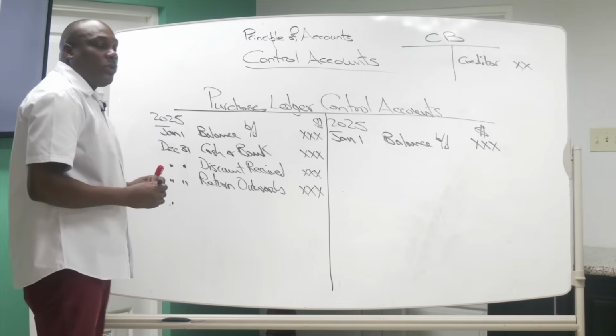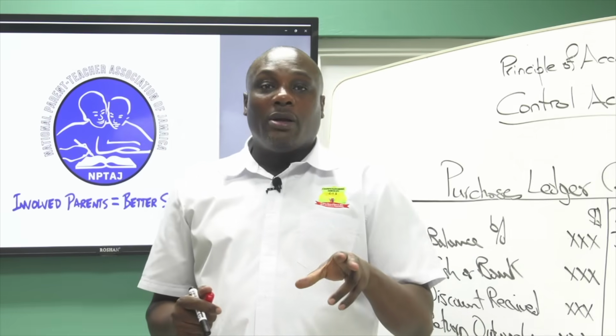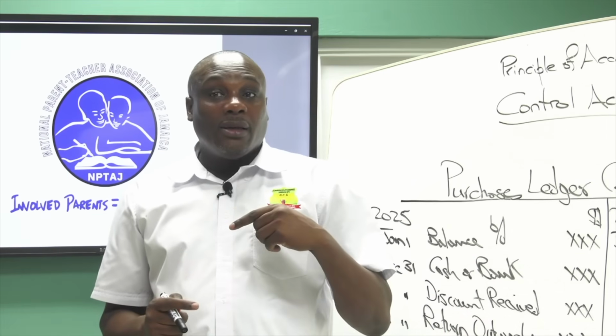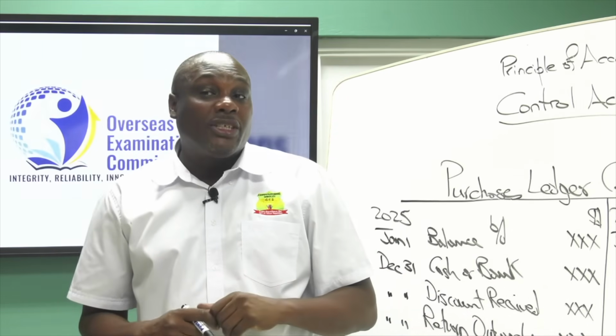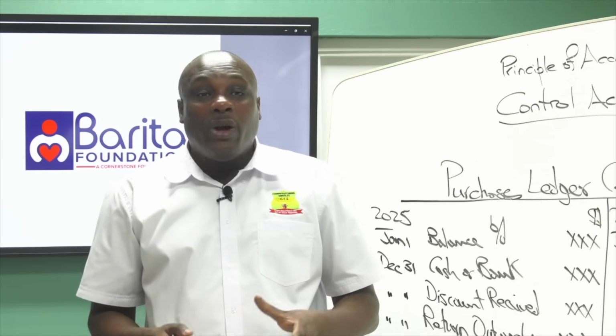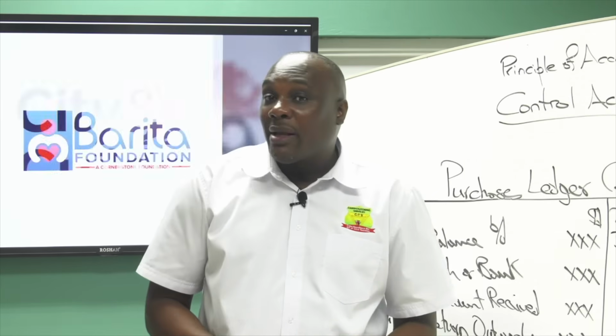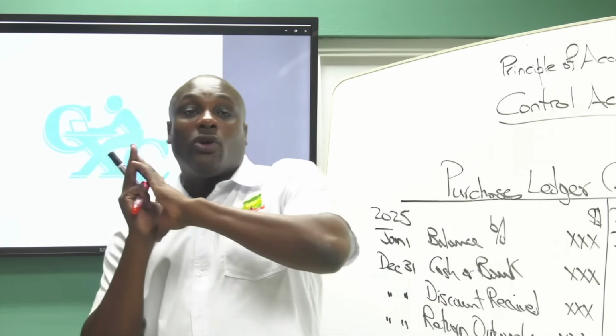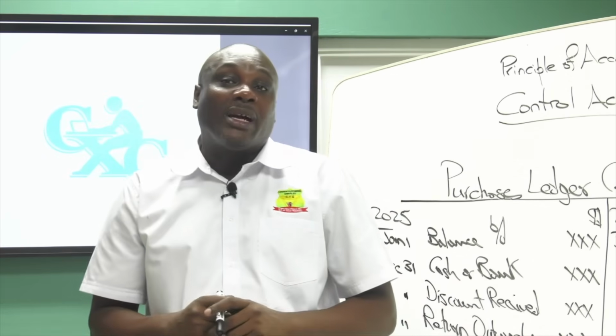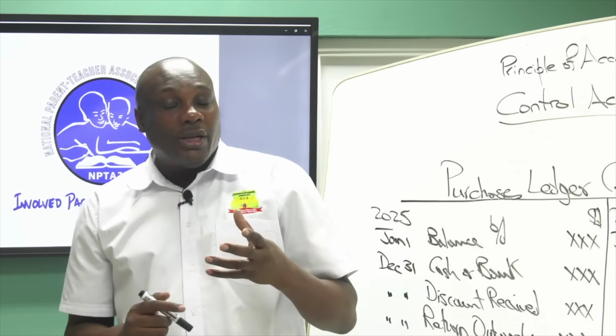Now, return outwards is simply where we, the business, return the goods to the supplier who we had bought the goods from initially on the basis that we're not really satisfied with the goods. Incorrect, damaged, spoiled, whatever the reason is, we're not satisfied, so we bring the goods back to the supplier who we had actually bought it from initially.